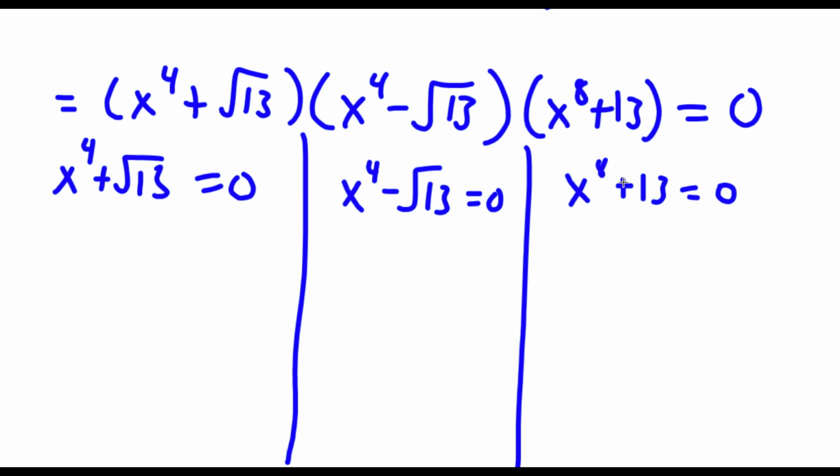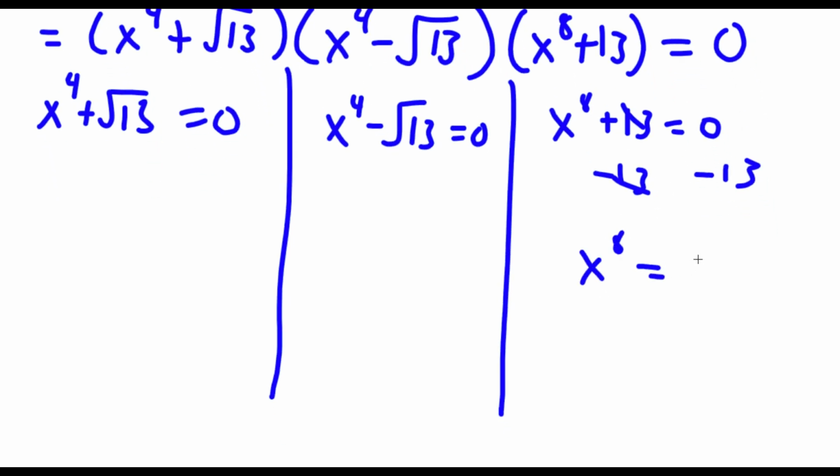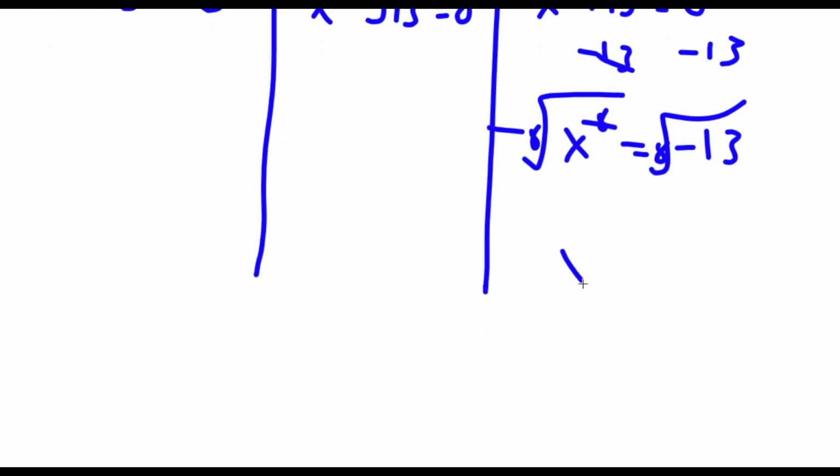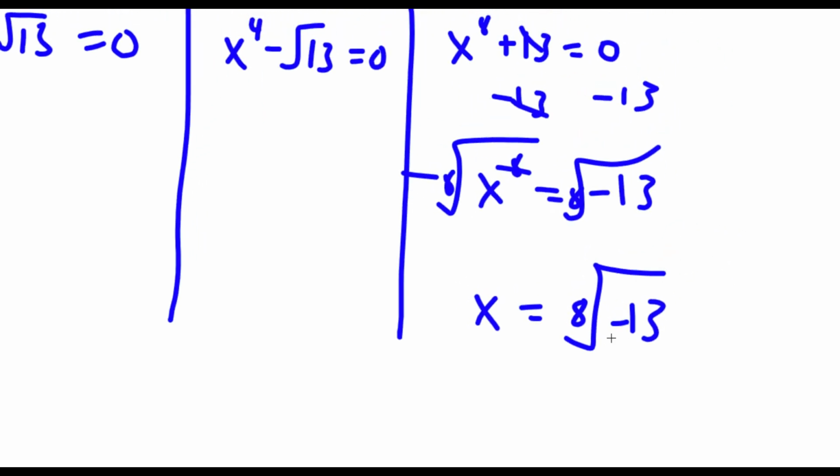So for x to the power of 8 plus 13 equals 0, all I have to do is subtract 13 on both sides. These two cancel out. I'm left with x to the power of 8 is equal to negative 13. So now if I take the 8th root on both sides, these two cancel out, and I'm left with x is equal to the 8th root of negative 13. And you actually can't take an even root of a negative number. So this is wrong.